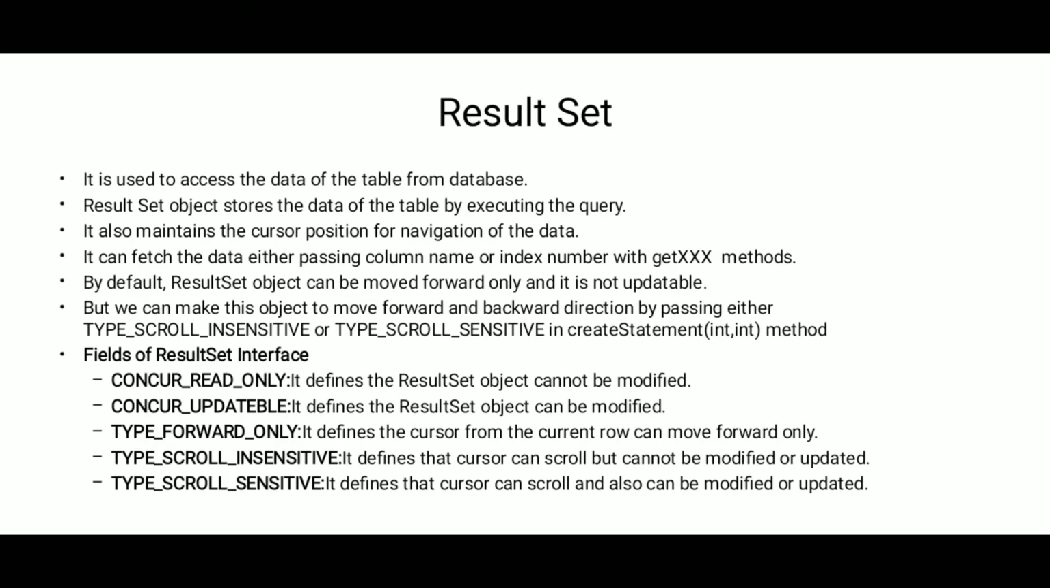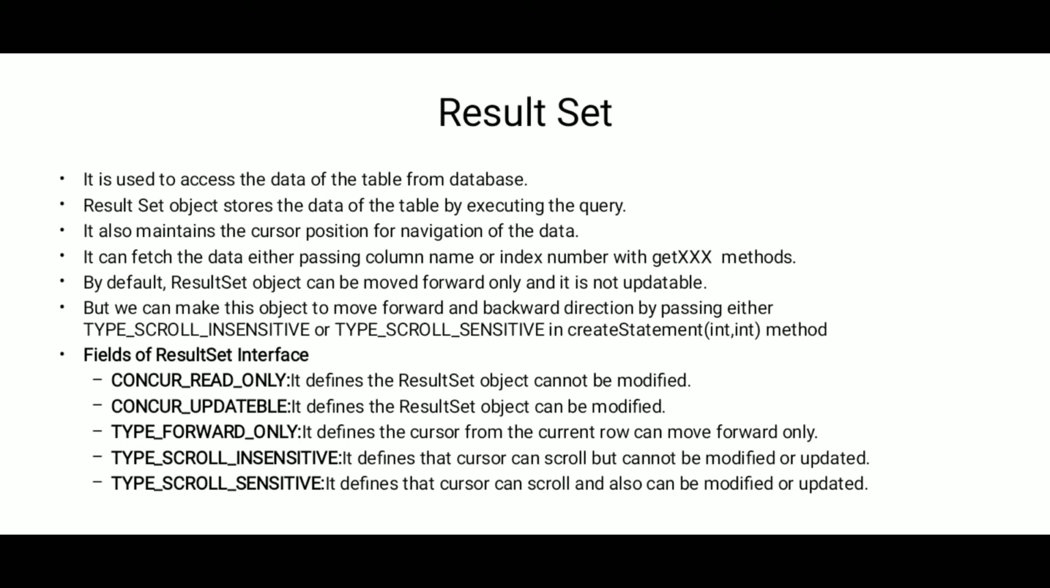Now the next API is ResultSet. The ResultSet API is used to access the data of the table from the database. So the ResultSet object stores the data of the table by executing the query. It also maintains the cursor position for navigation of the data. When you are working with the database, to fetch the data from the database, we create a statement, and using the statement the query is passed to the database, and the database analyzes the query and generates output. So this output is stored by the ResultSet API, and it also contains navigation.